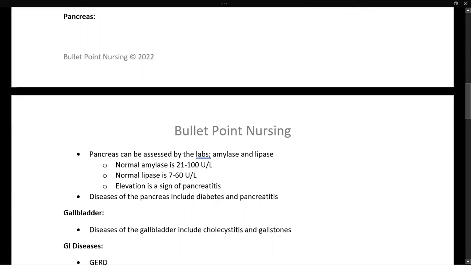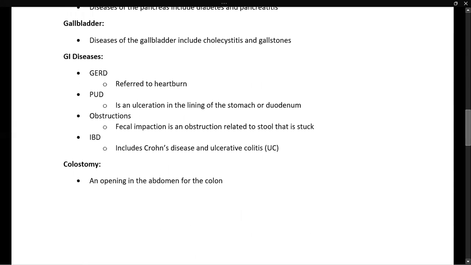those are amylase and lipase. A normal amylase is 21 to 100, and a normal lipase is 7 to 60. Elevation of these enzymes is a sign of pancreatitis or inflammation of the pancreas. Diseases of the pancreas include diabetes and pancreatitis. Next, we have the gallbladder, and diseases of the gallbladder include cholecystitis and gallstones. The gallbladder does not have any specific nursing assessment or laboratory assessments.